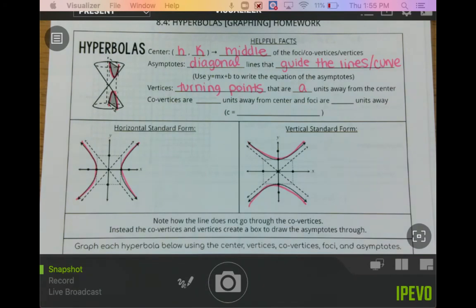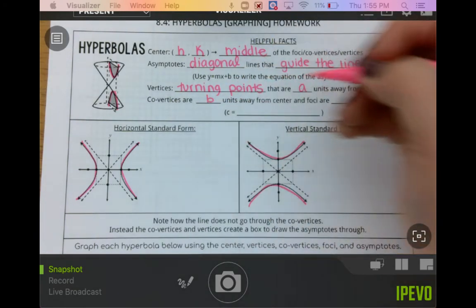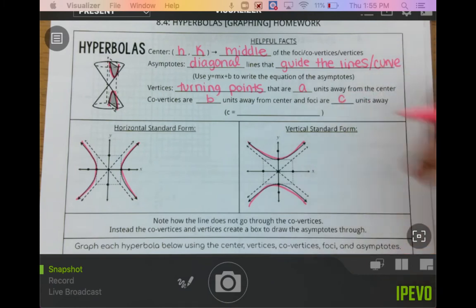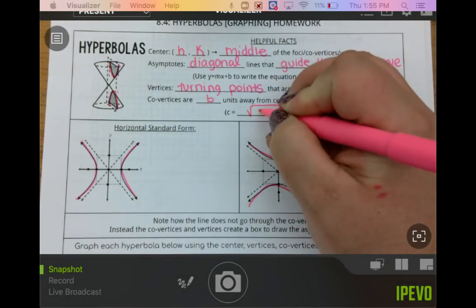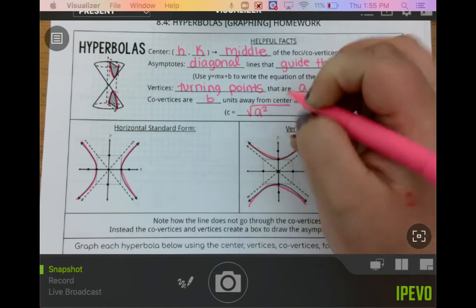And they are b units away. Foci are always c units away. Vertices is a, co-vertices is b, foci are c. It's been that way since we did the ellipses. There is a formula to find c, except it's slightly different. Instead of subtracting them, you add them together.